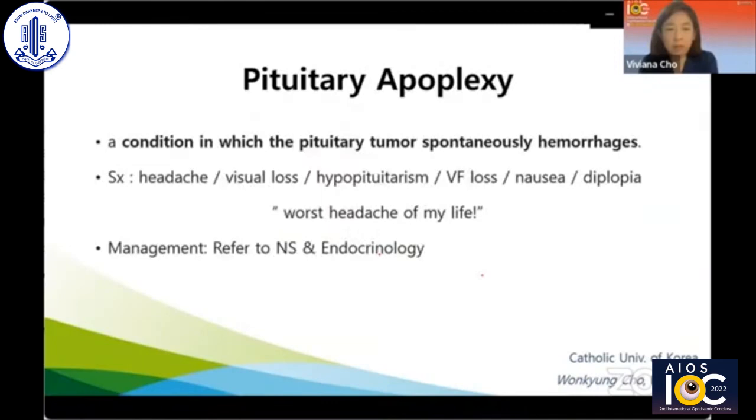Pituitary apoplexy is a condition in which a pituitary tumor spontaneously hemorrhages. The main symptom is the worst headache of my life. Management is to refer the patient to the neurosurgery or endocrinology department.